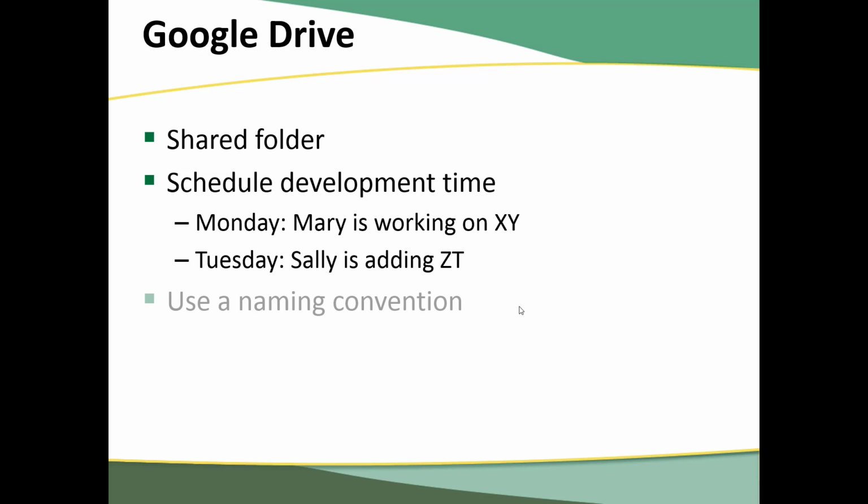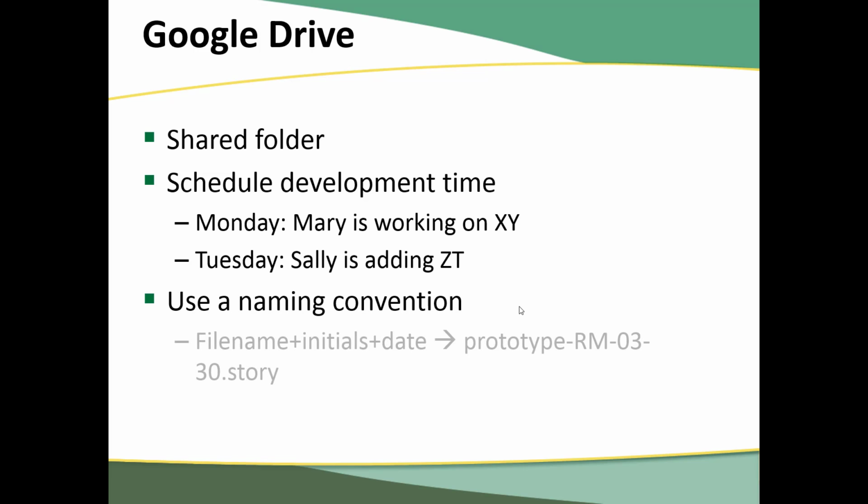I also suggest that you have some type of naming convention. For instance, it may be file name plus initials plus date. So it could be prototype-rm0330.story would be the storyline file. One of the things that's really important is to make sure that you have saved that Storyline file and allowed enough time for it to sync back to Google Drive before you start working on it. That's why I suggest you give a little bit of a break between when people are working on the files.